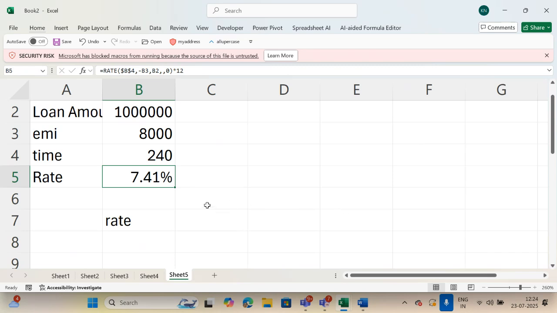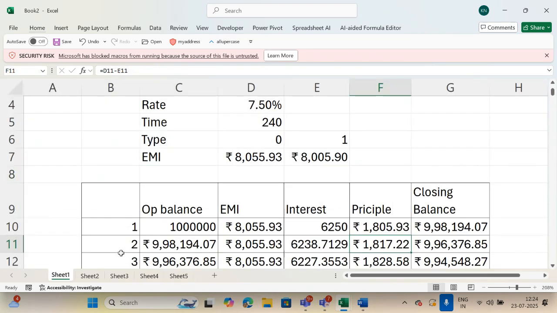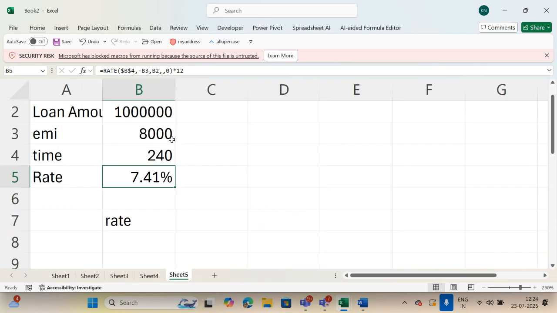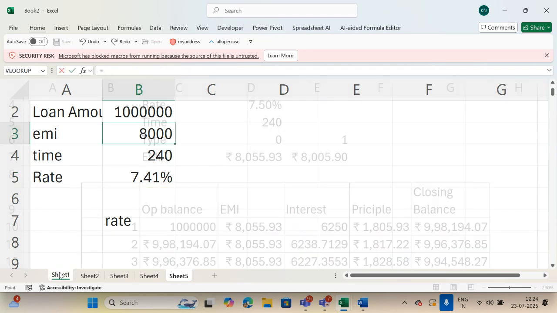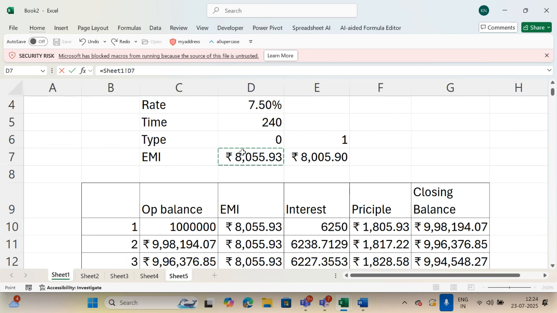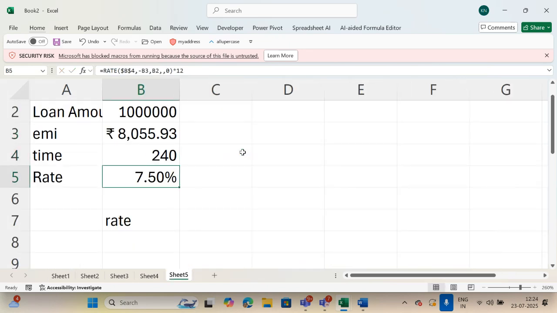Is it clear? Because if you remember, here it is 8,055, and here I mentioned 8,000. That's why it is giving me 7.41%. The moment I take the same figure, then see, the rate is the same now. Is it clear?